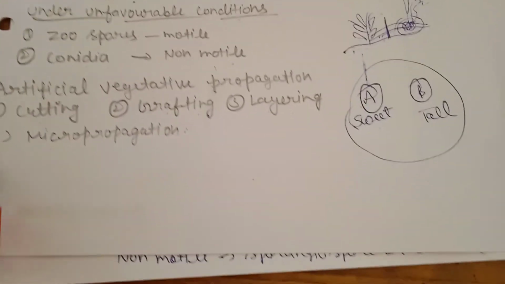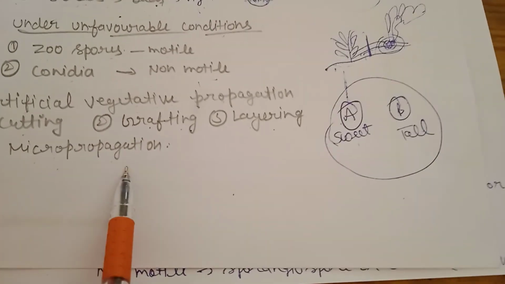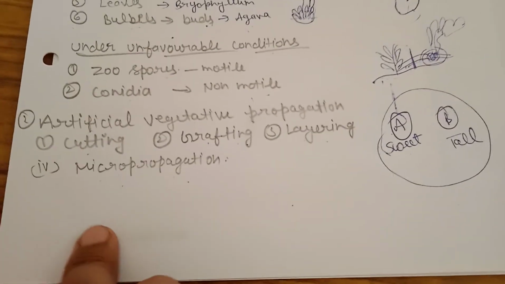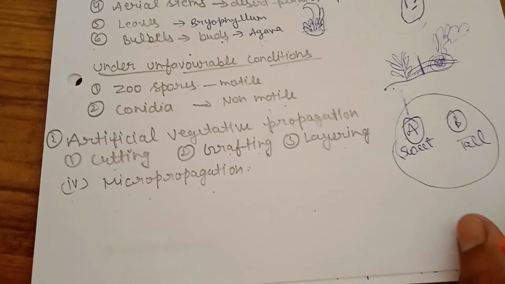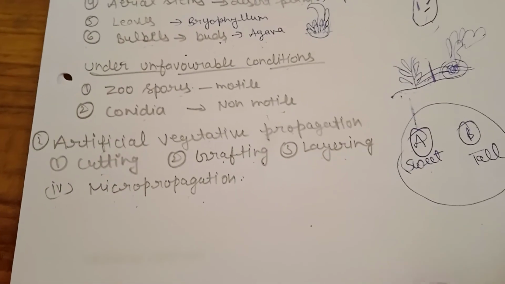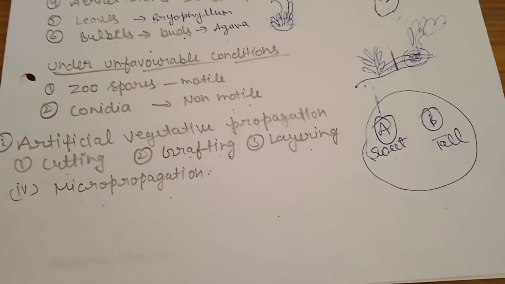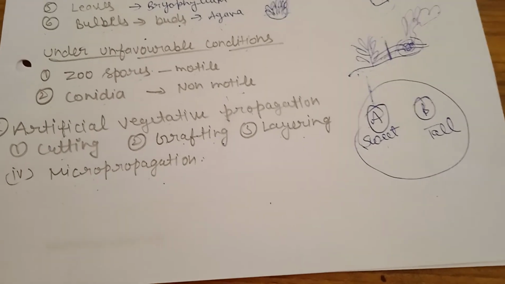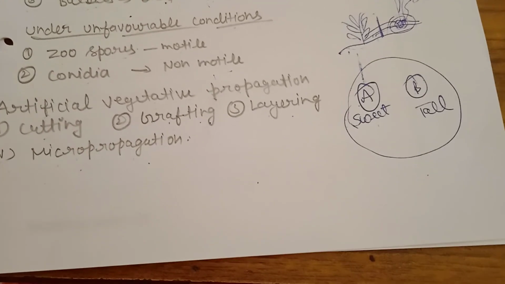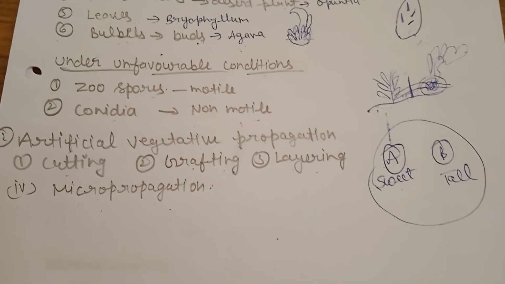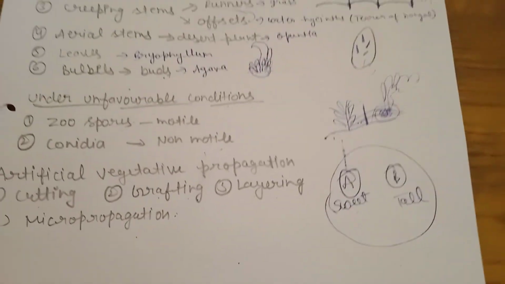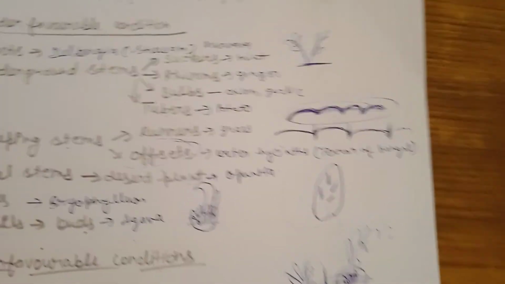Okay, the fourth method is micropropagation. What is micropropagation? Micro means small. So we can propagate a new plant from a small part of a plant, like a leaf or a stem. So this is known as micropropagation. Okay students, so this completes asexual reproduction in plants.